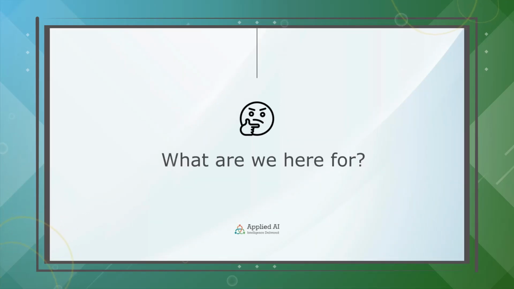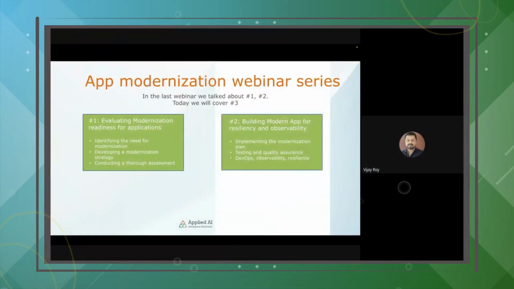Now, what are we here for? In the last webinar series, we touched upon two important topics. One is about evaluating modernization readiness for applications, where we talked about identifying the need for modernization, developing a modernization strategy, and conducting a thorough assessment. We touched this topic at a very high level because that itself is a subject.